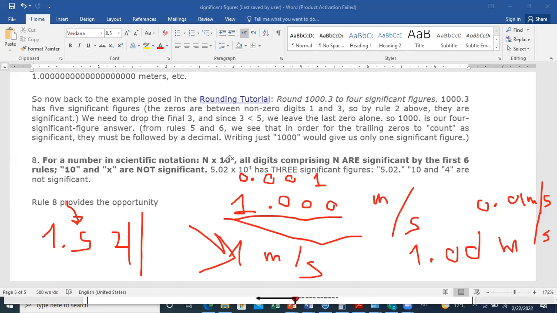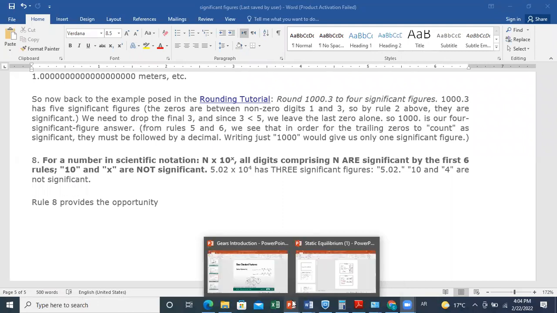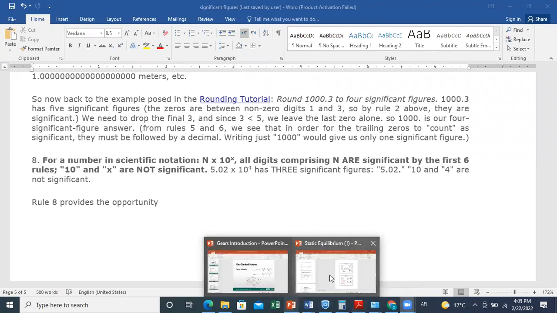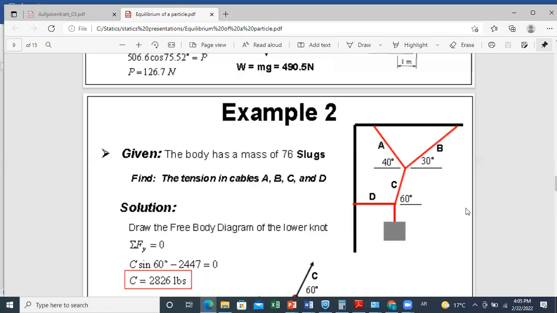Now I will do with you some problems on statics to refresh your mind about equilibrium, static equilibrium, because in the problems I gave you there are some static problems. So let us do together some problems on equilibrium. Okay, I will start first.